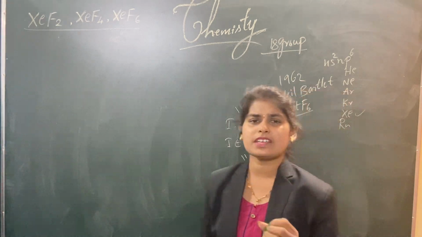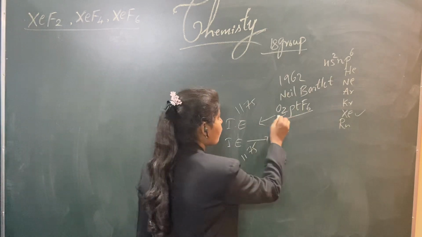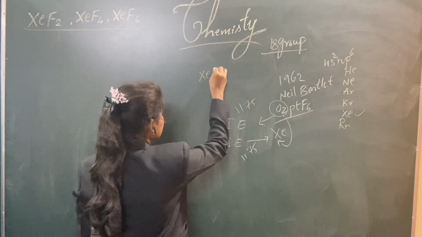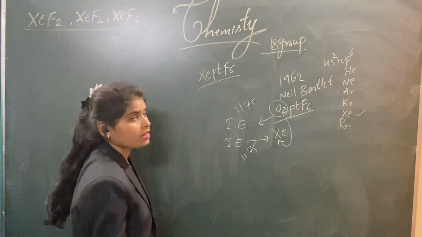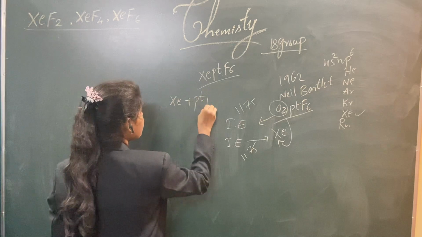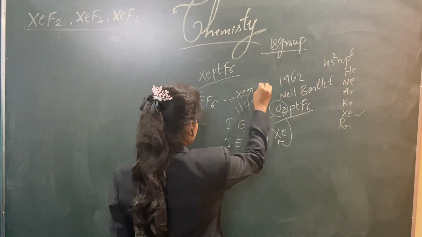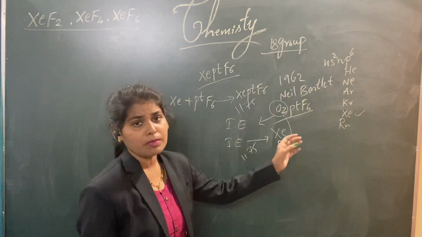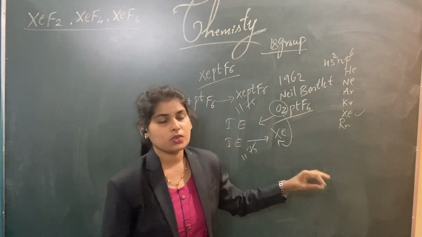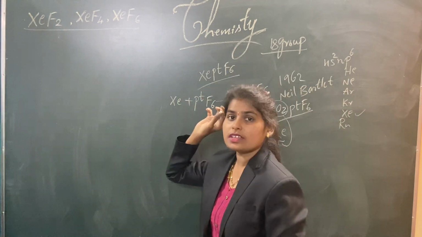So he understood that, and instead of preparing the compound O2PtF6, in place of oxygen he used xenon and prepared a new compound known as XePtF6. He prepared this new compound by reacting xenon with platinum fluoride, that is PtF6. Then he understood that some of the noble gases can also react with other elements to form new compounds, and he started to make new compounds using these noble gases.